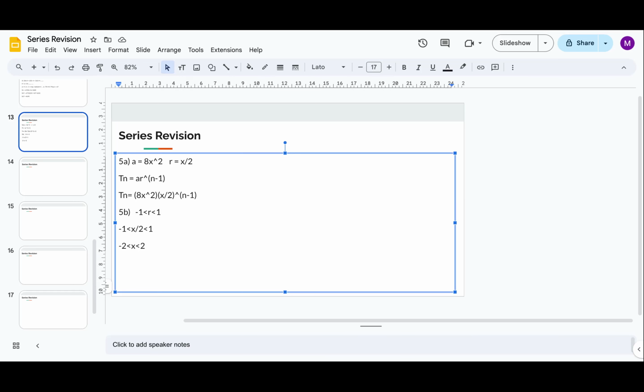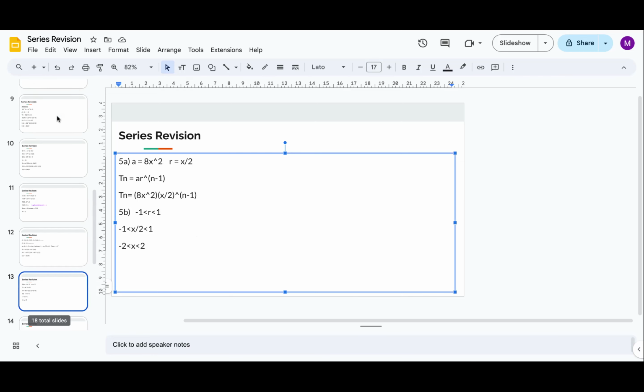So if we have a sum to infinity of the series we've been given and we want to work out for what values it will converge, it will only converge when x is between -2 and 2. If x is less than -2, it'll go to some infinity, and when x is greater than 2, it'll go to some infinity as well. It's only when x is between -2 and 2 that we get an actual value to which it will converge.